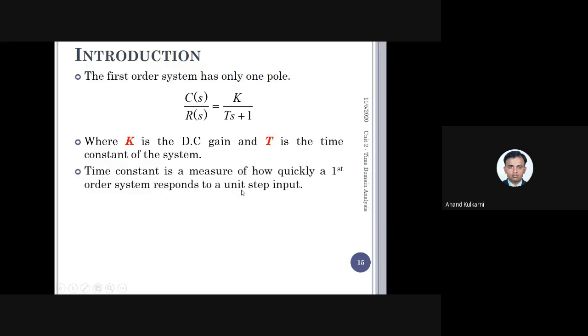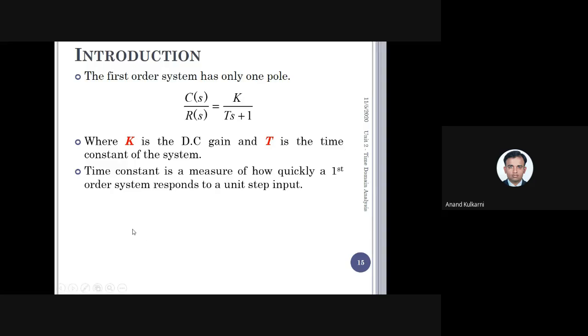Then time constant is a measure of how quickly a first order system responds to unit step input. The higher the time constant of the system, the slower will be the response. Higher the value of T, slower will be the response. That means the system will be sluggish. A common example of a first order system is the mercury in glass thermometer. The mercury in glass thermometer is generally taken as a first order system.